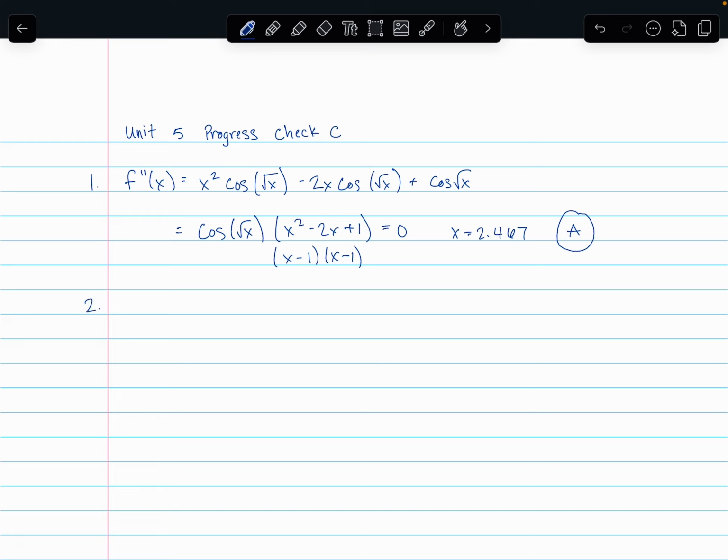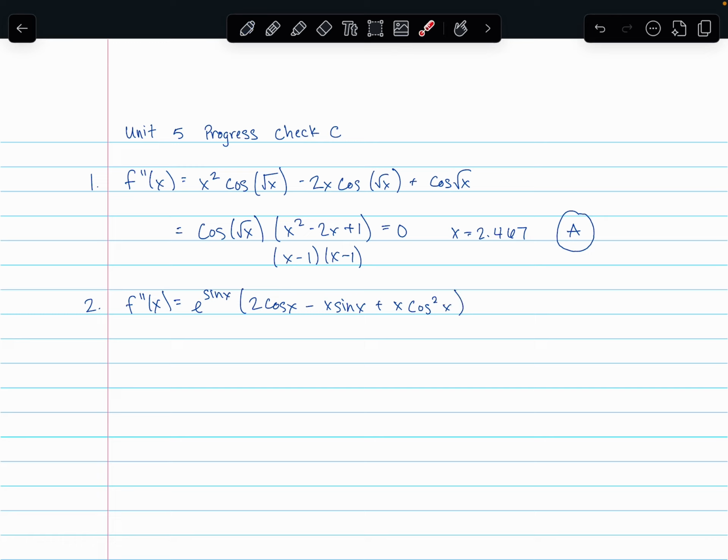Okay, on to 2. Another calculator required. So we have the second derivative of the function f given by f double prime of x equal to e to the sine of x times 2 cosine of x minus x sine of x plus x cosine squared of x.